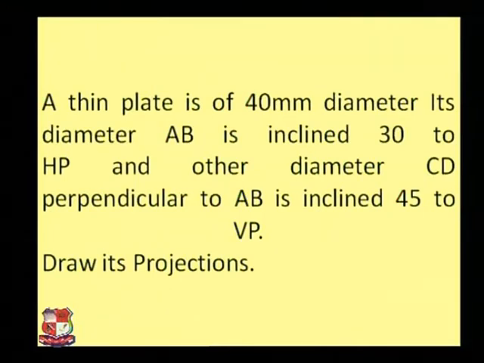Again, it is a problem of projections of a plane. As we all know, this would be a 3-stage problem. A thin plate of 40 mm diameter, its diameter AB is inclined at 30 degrees and another diameter CD, perpendicular to AB, is inclined 45 degrees to the VP. We need to draw its projections. Now first of all we will draw stage 1.